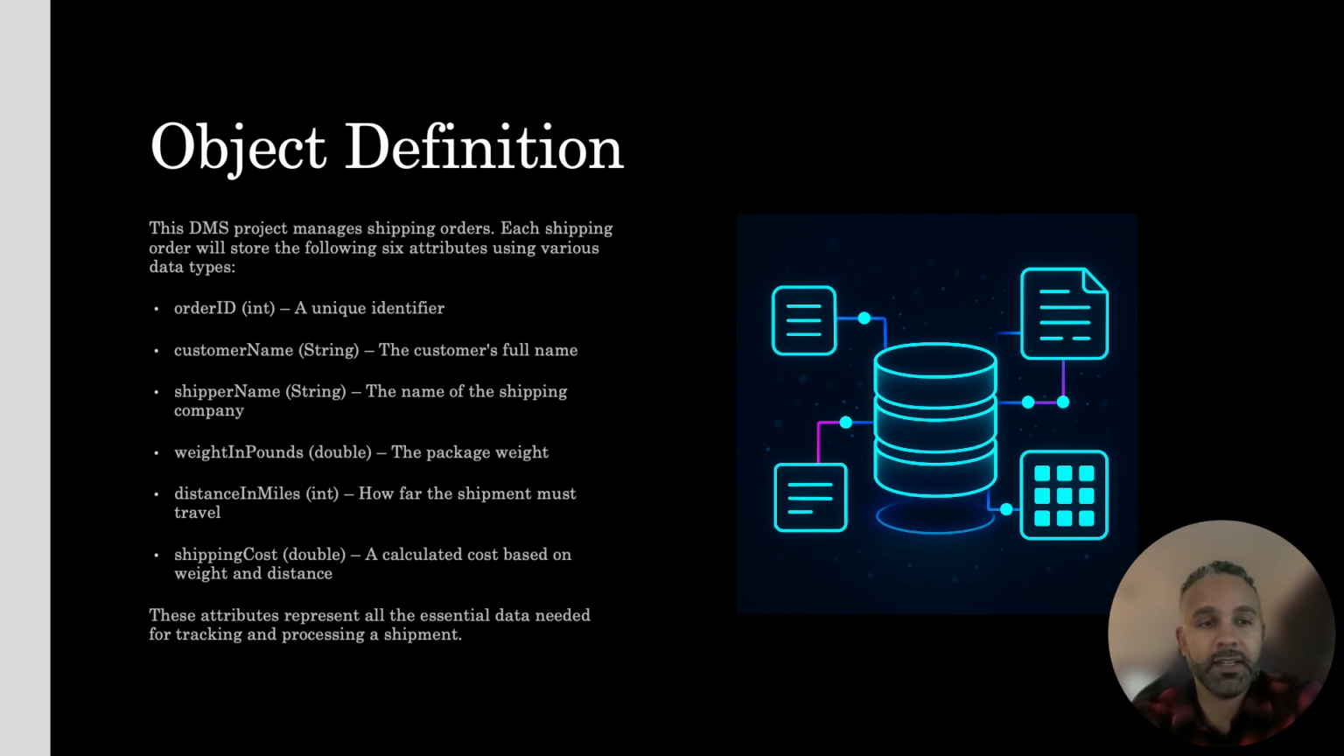Also, for the weight in pounds, it's going to have a limit. I think it's going to be like 10 pounds because it's going to be for small packages. The shipping cost is going to be type double. It's going to be calculated after you input all the data into the system.